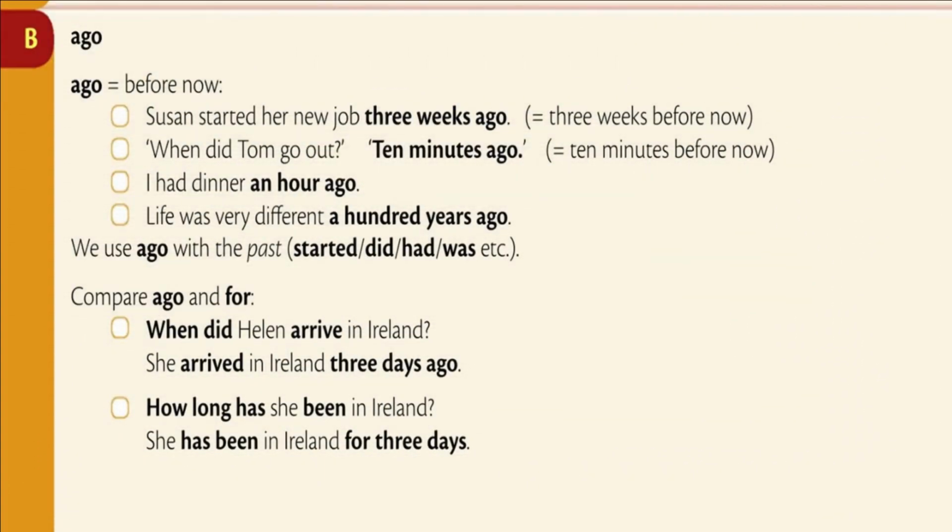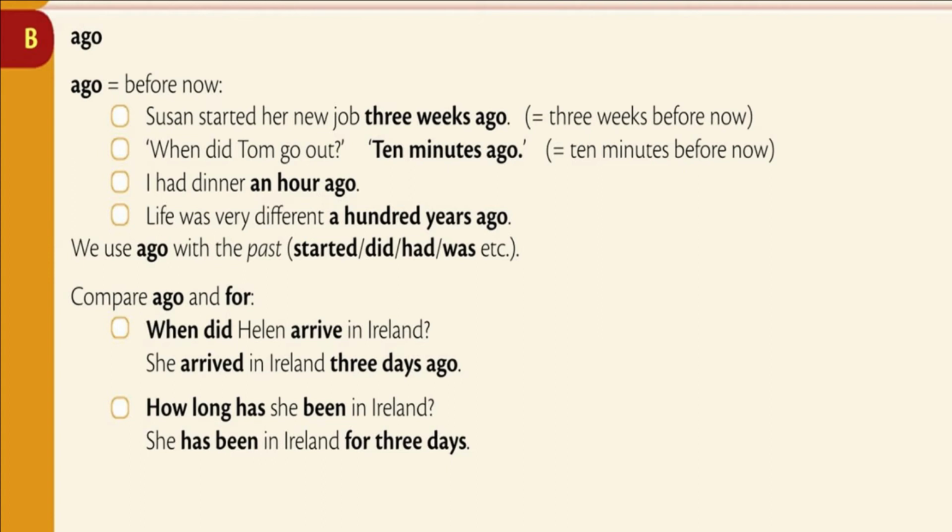Now, section B. How to use ago. Ago means before now. Suzanne started her new job 3 weeks ago. When did Tom go out? 10 minutes ago. I had dinner an hour ago. Life was very different 100 years ago. We use ago with the past. Started, did, had, was, etc.